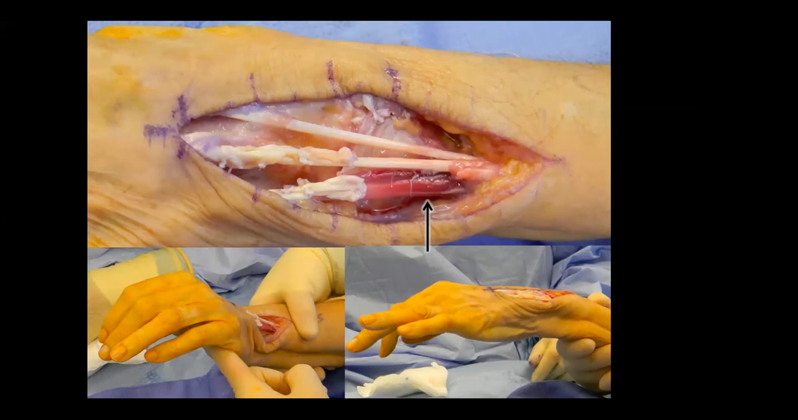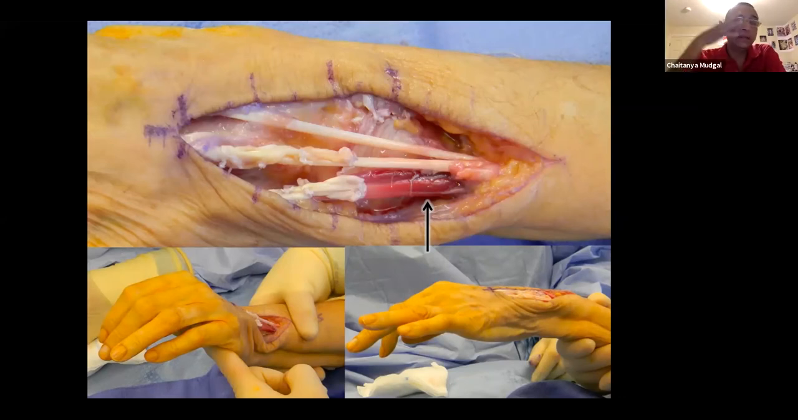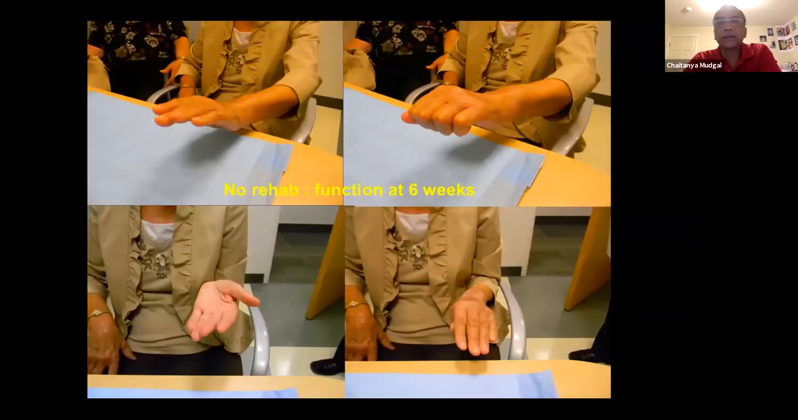So that's what we did. I chose to go side to side to the middle finger for the ring finger, and transferred the EIP to the pinky and set tension. Shortly after surgery, she developed other comorbidities, took over, and she was in rehab. She never did a day of hand rehabilitation, and here she is at 6 weeks with absolutely no difficulty.